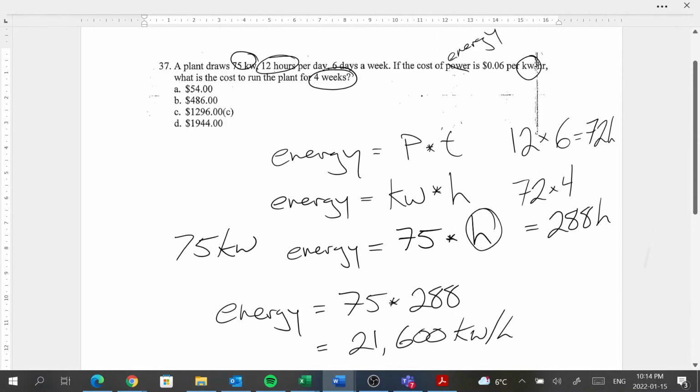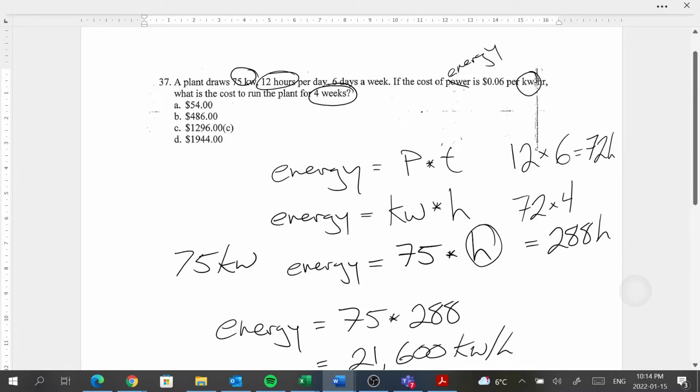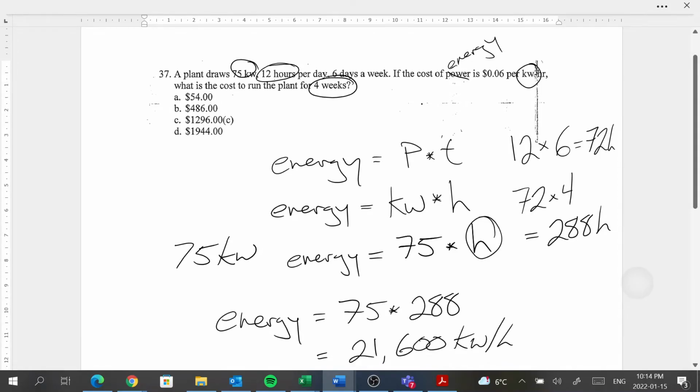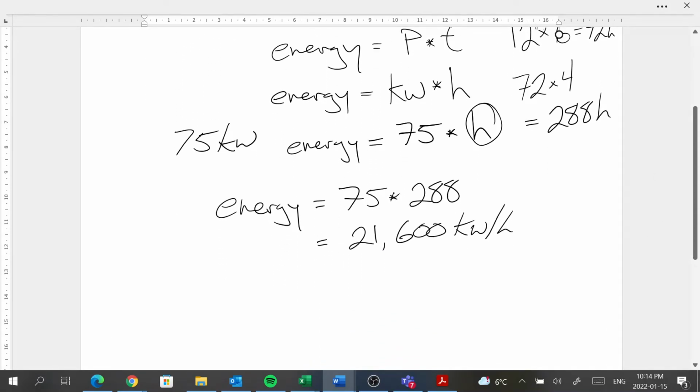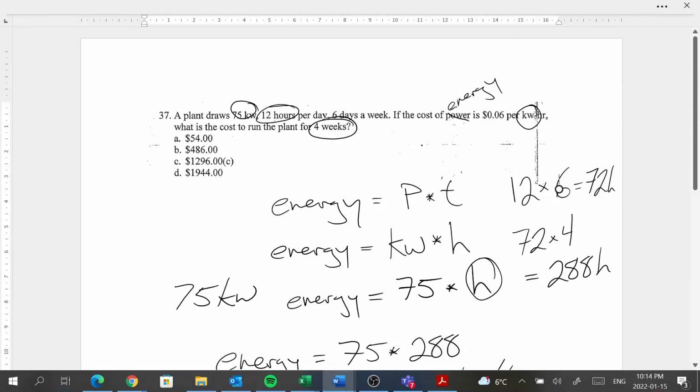Now, we're not quite done. We want to know how much that energy is going to cost. So in this case, the provider charges 6 cents per kilowatt hour. So we're going to take our 21,600 and multiply it by 6 cents. And we get $1,296. And indeed, that is the answer to the question.